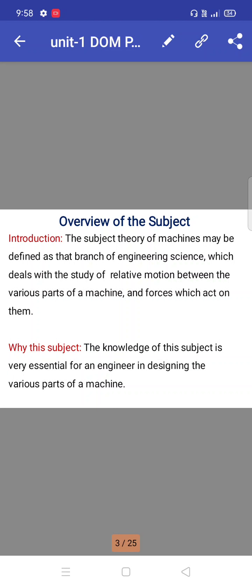Why this subject? The knowledge of this subject is very essential for an engineer in designing various parts of the machine. So in the design aspect we need to study these things, then only we can assess. Otherwise it's very difficult to design a component or equipment, whether it is stationary or in motion, but we have to analyze the things in an efficient way.